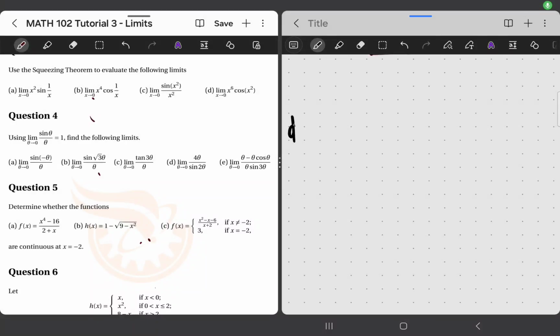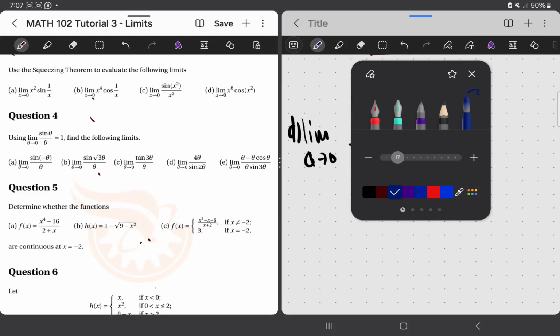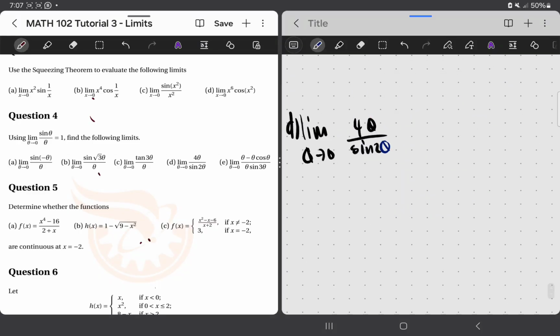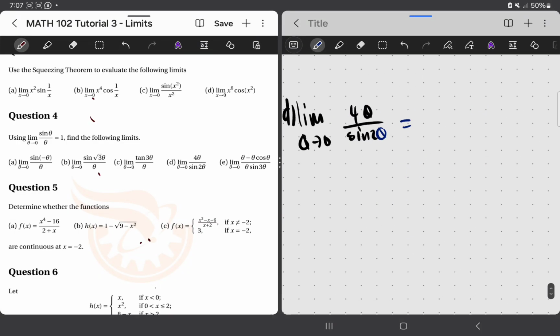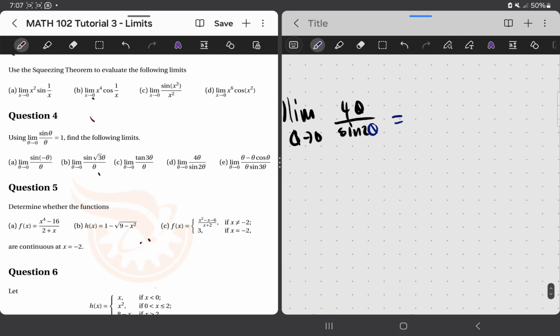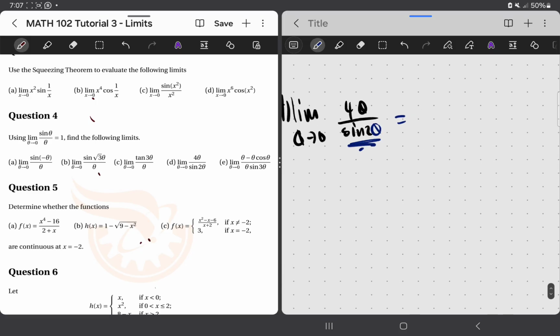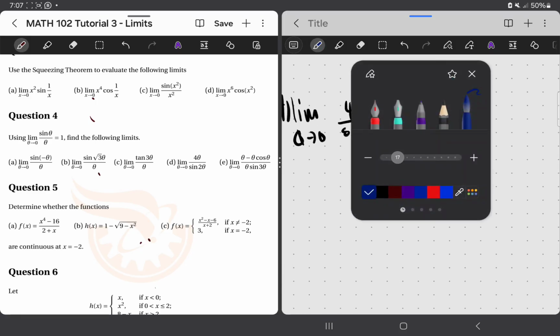So now we are doing part D, which is the limit as theta goes to 0 of 4 theta over sine 2 theta. All right, this is the next one, and we have to solve this. What is this going to be just equal to? Well, we have to change sine 2 theta because sine 2 theta is a double angle and we can change it.